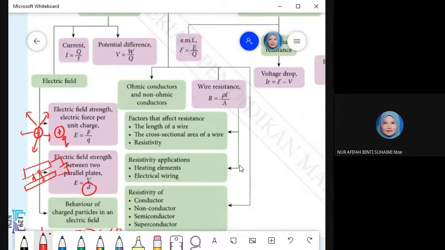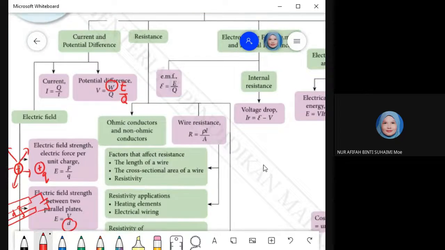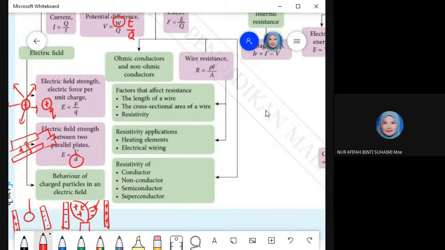Potential difference V equals W over Q or E over Q. Don't get confused here. We can use W or E over Q. And then second is resistance. Resistance factors: as I explained earlier, ohmic and non-ohmic conductors. The graph is straight for ohmic, directly proportional, and increasing curve for non-ohmic. Factors that affect the resistance: R equals rho L over A, and then add one more, temperature. So it depends on 4.